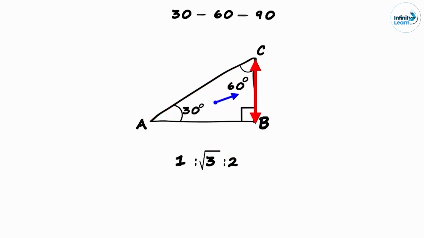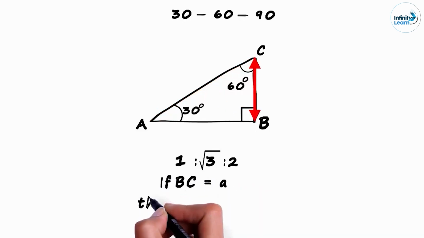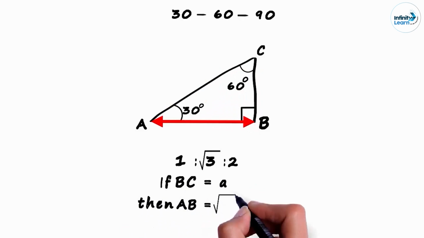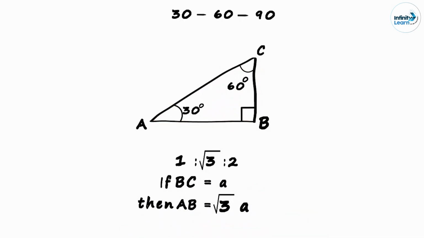BC is the side opposite the 30 degrees angle, AB is the side opposite the 60 degrees angle, and AC is the side opposite the right angle. So if length of side BC is A, then length of side AB will be root 3A. This is root 3 multiplied by A. A is not under the root. And AC will be 2A.